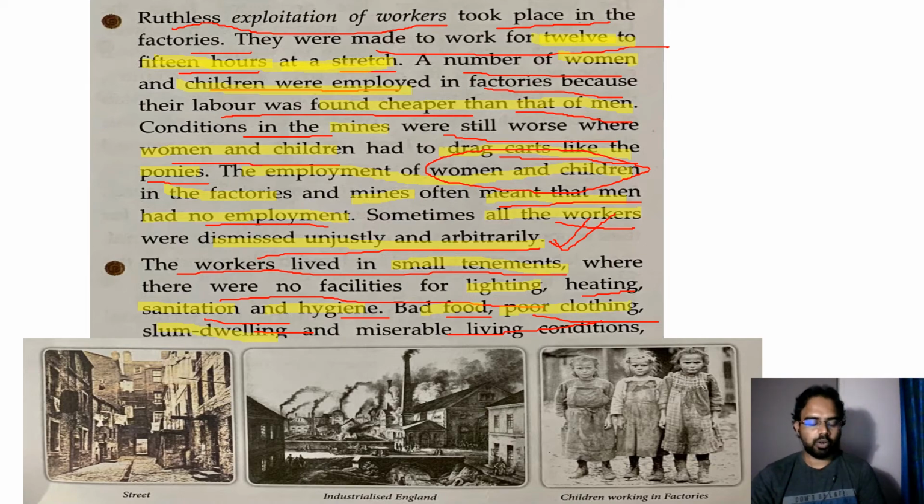Slum dwelling means around these factory areas, due to improper planning and improper sanitation facilities, people started living in crowded areas, and it became a very unhealthy atmosphere to live in, and the living conditions were miserable, very bad. They were not worried about the bad food they were taking. Even though the factories made them work for hours together, they were not bothered about whether they were having healthy food or not. You can see here around these factories how the houses were. The streets were very crowded, and in these small houses they used to live.